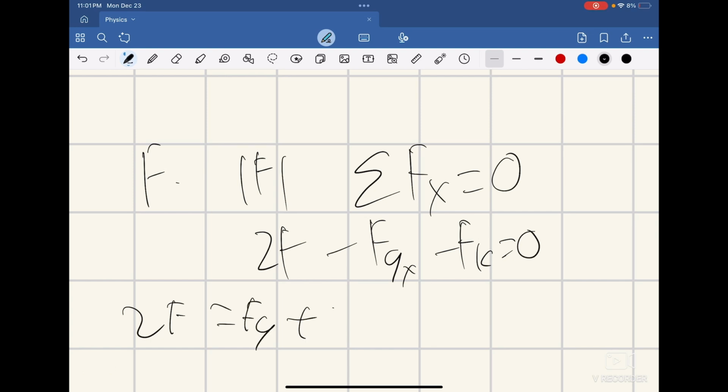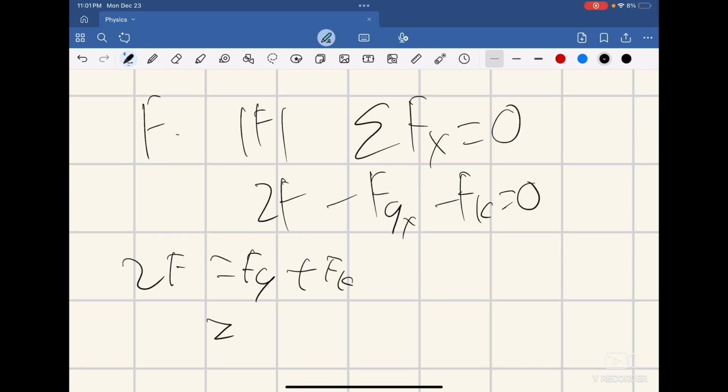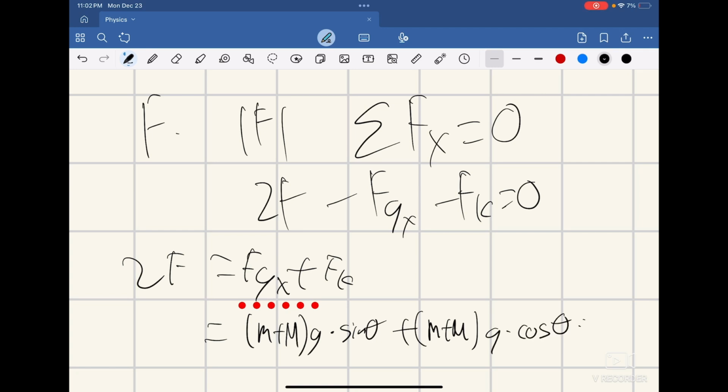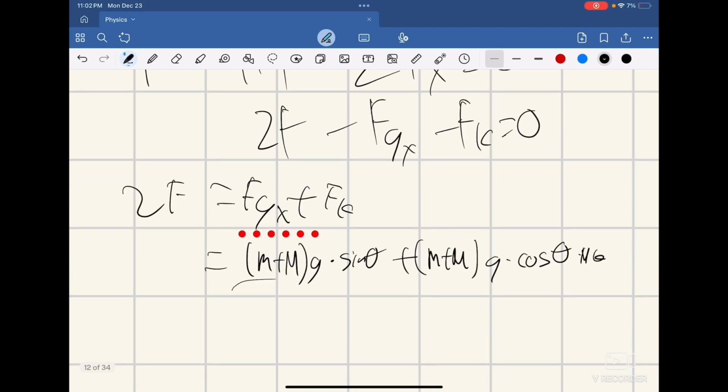However, the difference is that I'll just skip to the mg. So F_g is given by not just m but m plus big M, because the entire block is two masses now, right? So it's just m plus big M times g times sine theta, plus m plus big M times g times cosine theta times mu k. I almost forgot that.